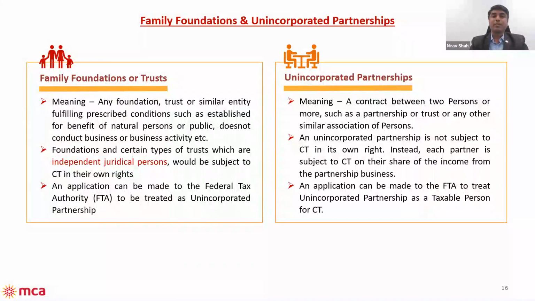So effectively, for a foundation and trust, if an election, or you can say an application, is made to be subject to tax as an unincorporated partnership, and if that application is approved by the Federal Tax Authority, the trust and foundation will not be taxed independently. However, the beneficiaries would be subject to tax on the income, and that would depend upon whether it's a natural person or a legal entity, and the taxability will have to be determined accordingly.